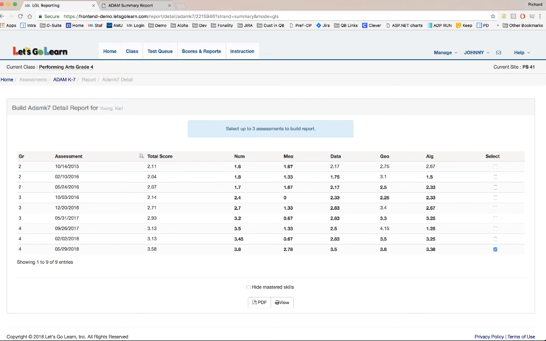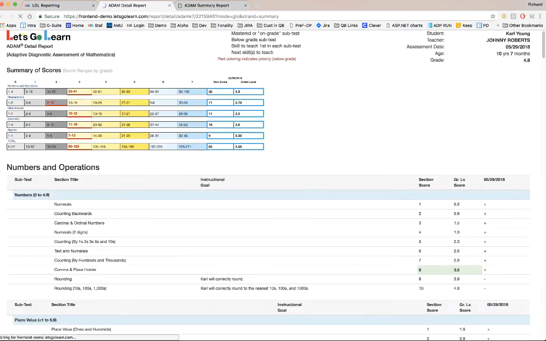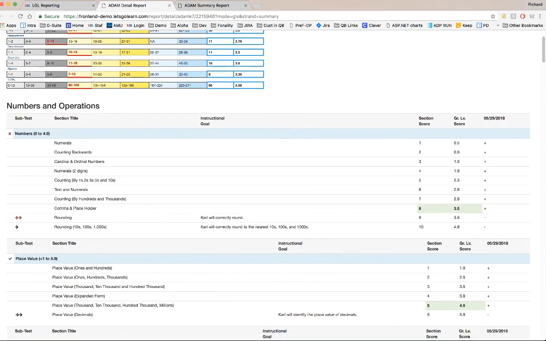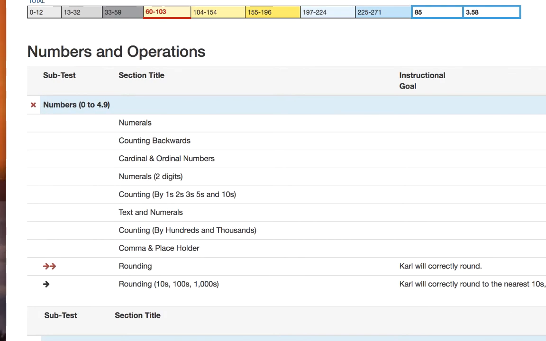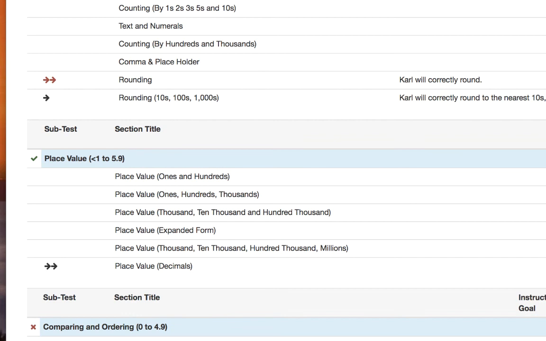Now this detailed report is pretty interesting because now what we're looking at tells us exactly the skill that Carl is working on. Within numbers, Carl is working on the double arrow right here, rounding. Carl will correctly round numbers. After rounding, he'll be working on rounding from tens, hundreds, and thousands. In terms of place value, Carl is now working on decimal place value.